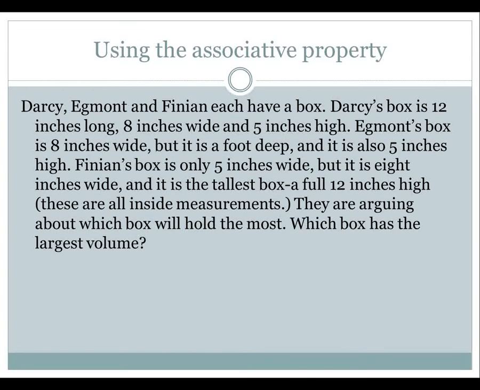So, Darcy, Egmont, and Finian. They are names that you may not have heard before, and that's okay. Darcy's box is 12 inches long, 8 inches wide, and 5 inches high. Egmont's box is 8 inches wide, and it is a foot deep, and also 5 inches high. Finian's box is only 5 inches wide, but is 8 inches long.